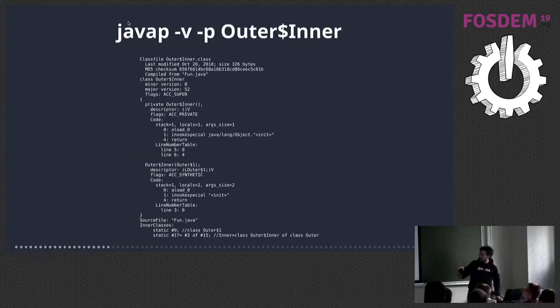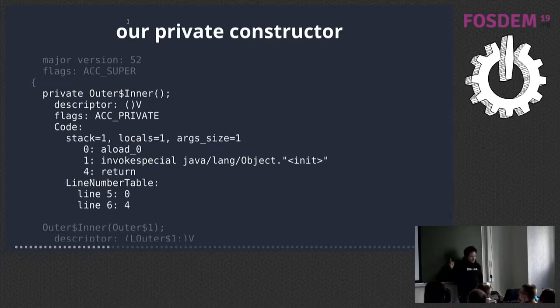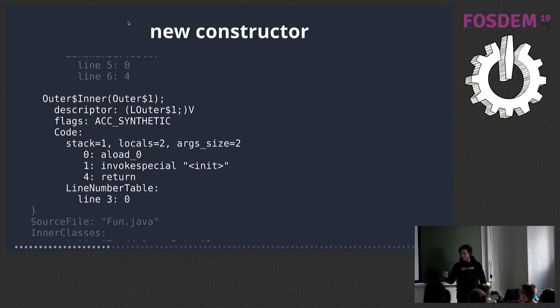To check, we need to have a look at the inner class this time. In the inner class, we will see our private constructor, and indeed, it has no arguments at all. What we will also see is that the Java compiler generated another constructor on our behalf, and this constructor accepts some argument. What we could notice is that indeed it's synthetic. This time it's a generated constructor, marked as synthetic.